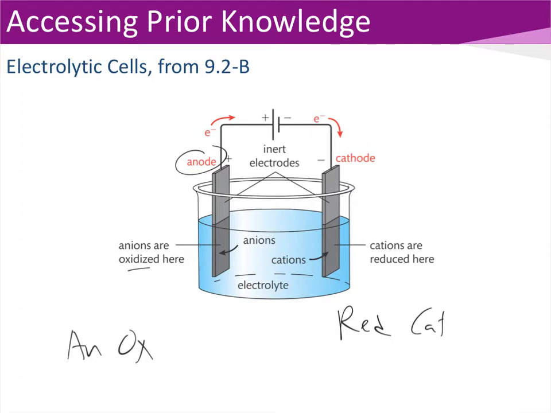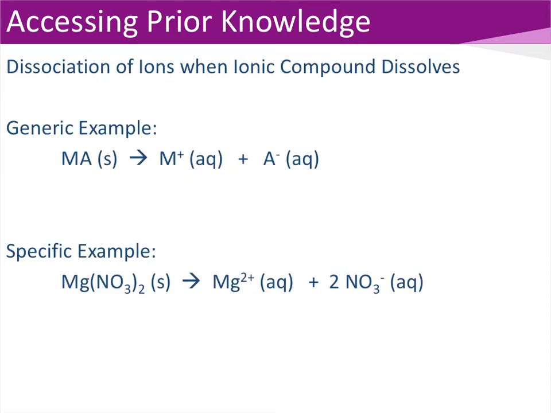The electrolyte in 9.2b was actually a liquid or molten salt. In our work today, we're going to be looking at aqueous solutions. It will help us to remember the dissociation of ions when an ionic compound dissolves in water. So the metal ions and the non-metal ions. Magnesium nitrate, as an example, is Mg2+ aqueous ions, and 2 moles of nitrate ions for every 1 mole of magnesium ions. Just remembering that will be helpful.